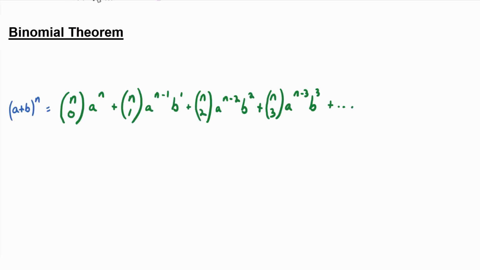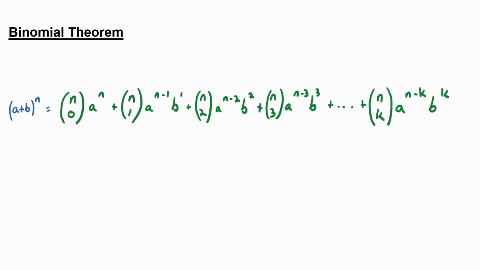Okay, so let's look at what the kth term should look like. It would be n choose k times, okay, what would the exponent on the a be? N minus k. N minus whatever this number is right here. And then b to the k. So that's the pattern.